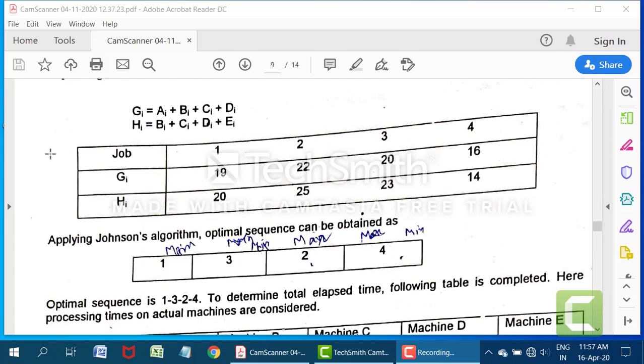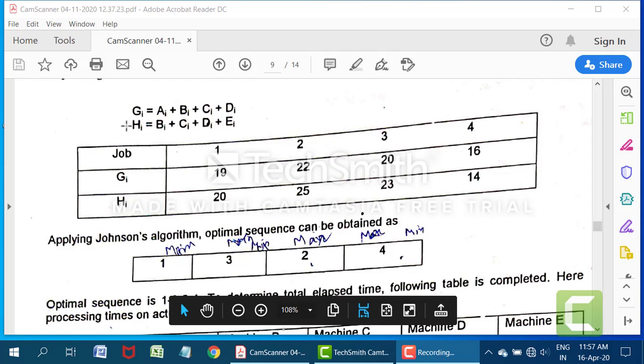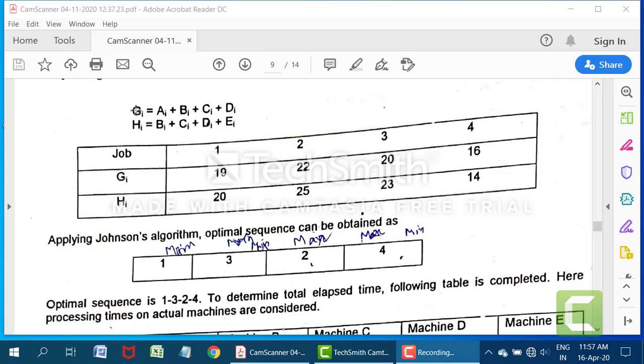So like this, fictitious machines G and H are assumed. Processing times are computed like this. Using these equations, you can calculate for the job I. Processing time for the ith job on G can be computed like this.